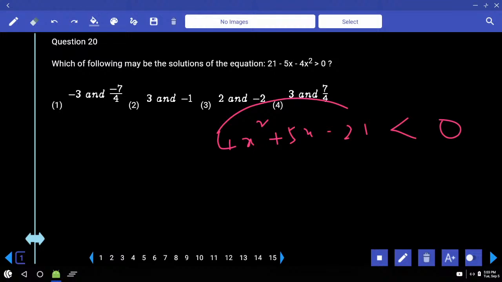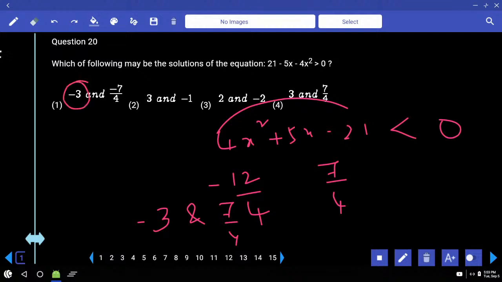84 means 12 times 7, so the roots are minus 12 by 4, that is 7 by 4 and minus 3. So minus 3 and 7 by 4 should not be the answers, should not be the roots, because we need less than 0. For example, if we put minus 3, it will not give less than 0, it gives equal to 0. If we put minus 7 by 4, tell me what we get. Minus 7. Obviously this cannot be the answer, as minus 3 did not satisfy the given inequation, isn't it? Minus 3 is not the answer.